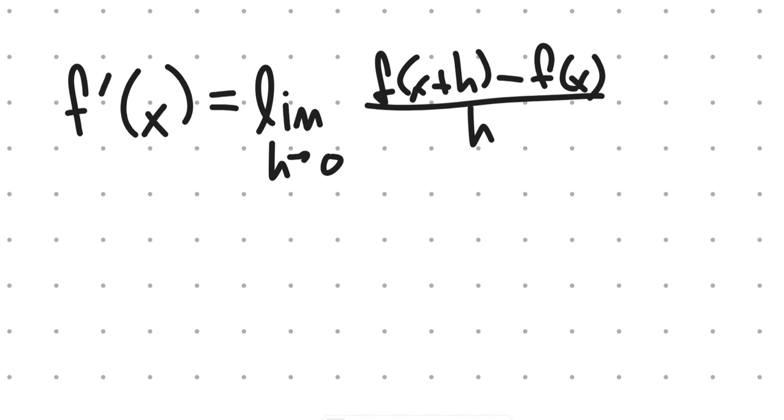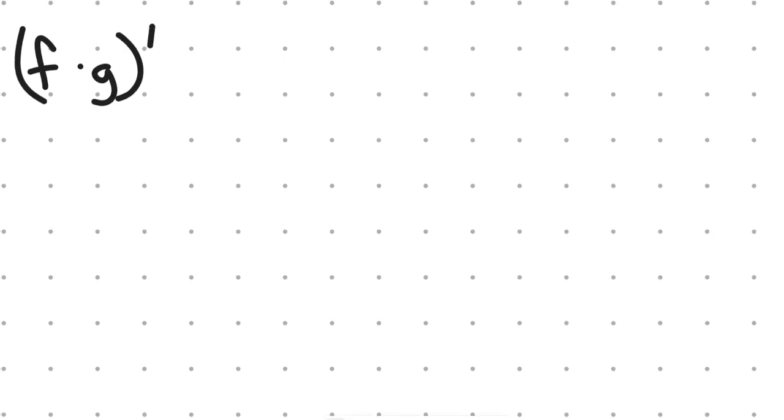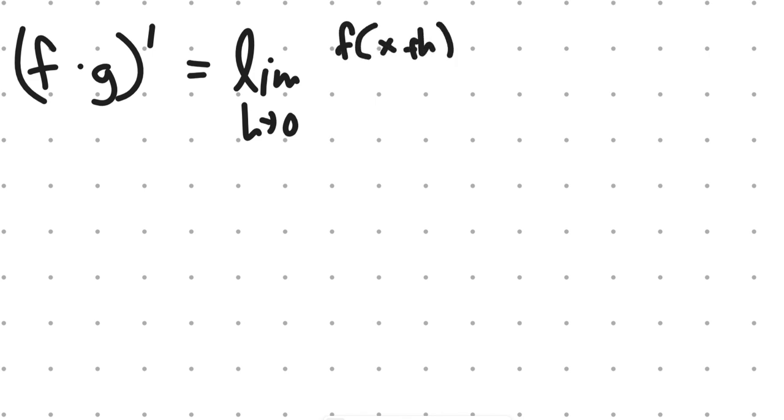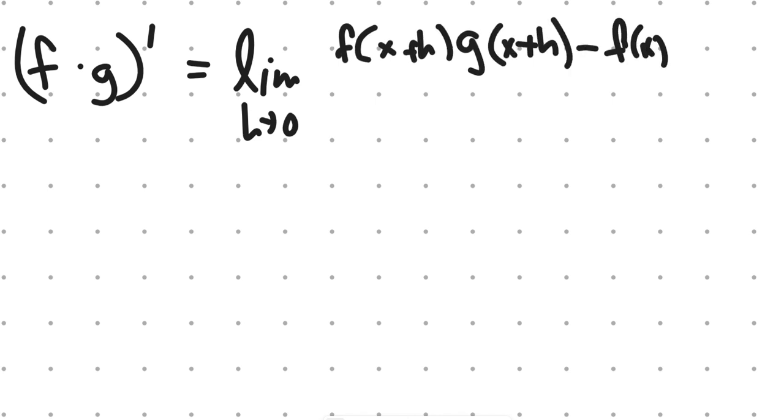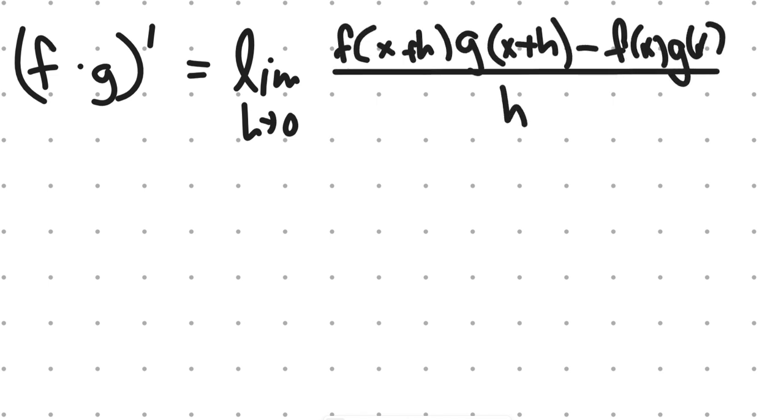Now if we have f times g and we take the derivative, then we have to take the limit of that derivative. So we just have the limit as h approaches 0 and put the x plus h in their own inputs. So we'll have f of x plus h times g of x plus h minus f of x times g of x, all over h for now.